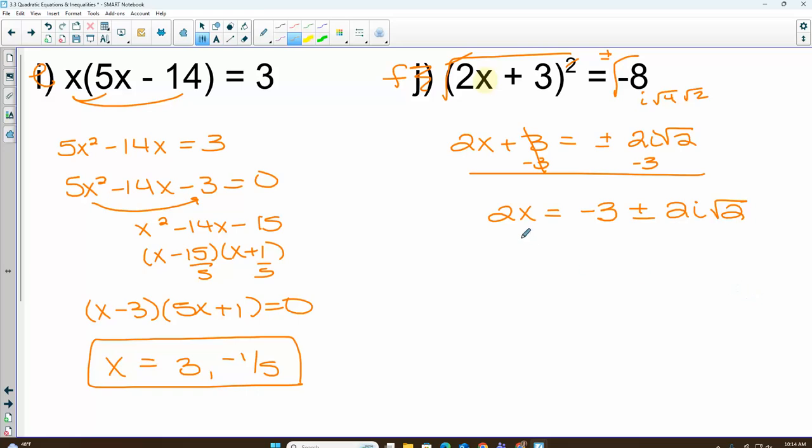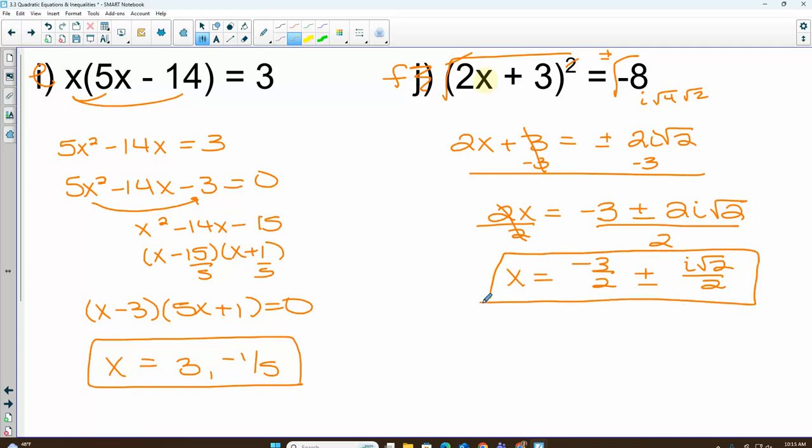What's my final step? Okay, we have to go with standard form anytime we have i, so we do have to break this up. So it would be negative 3 over 2, plus and minus 2i radical 2 over 2, the 2's drop. So just i radical 2 over 2. So make sure, if you have something involving an i, your final answer has to be a plus bi. Any questions there?